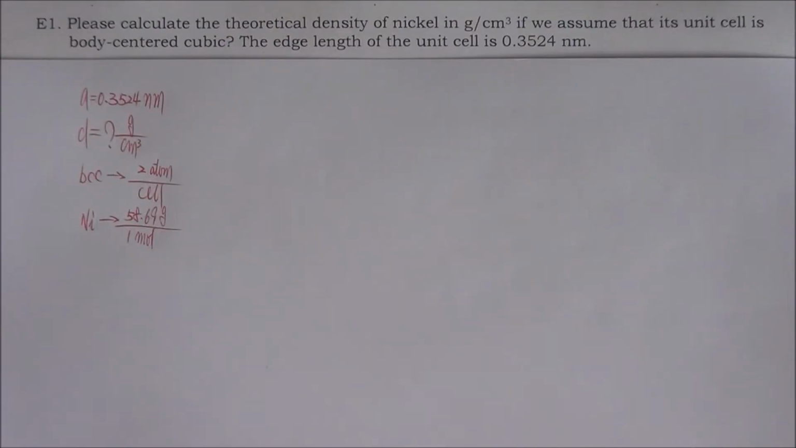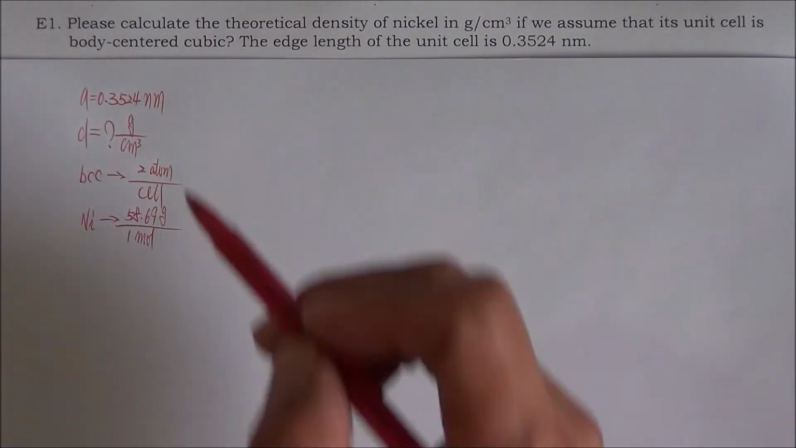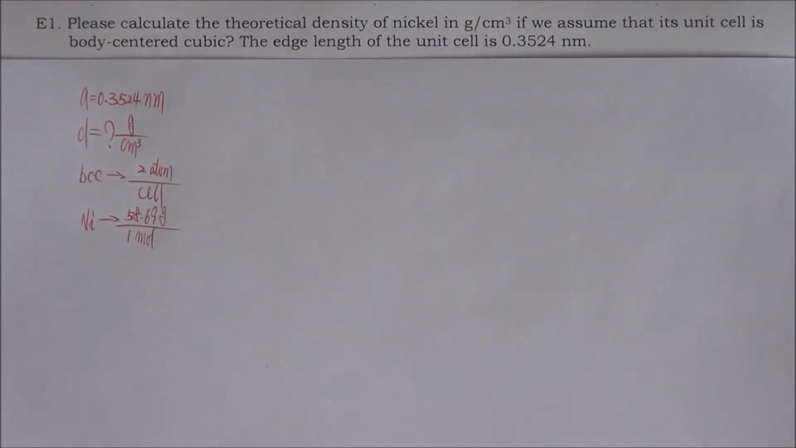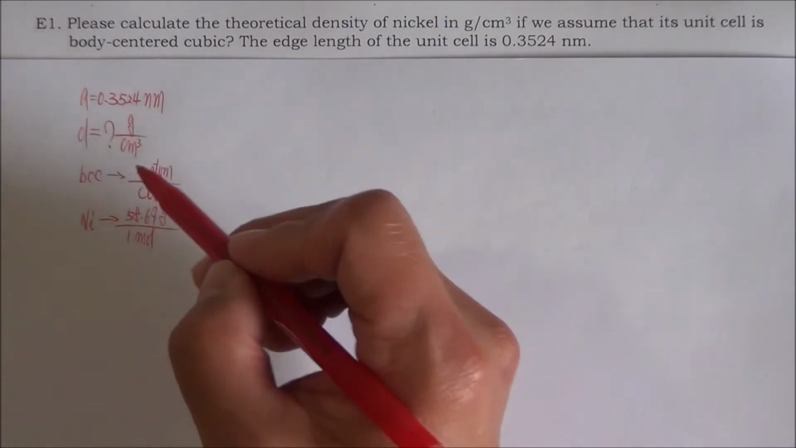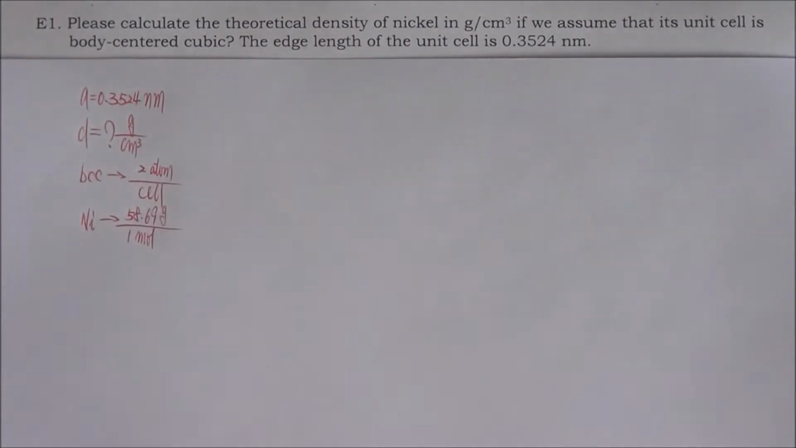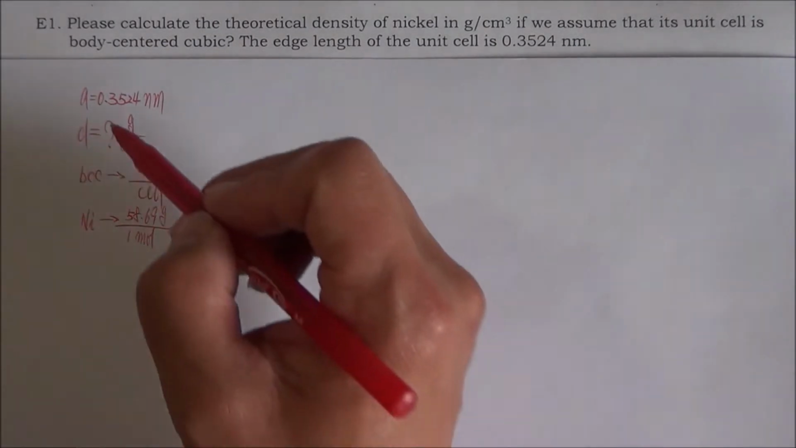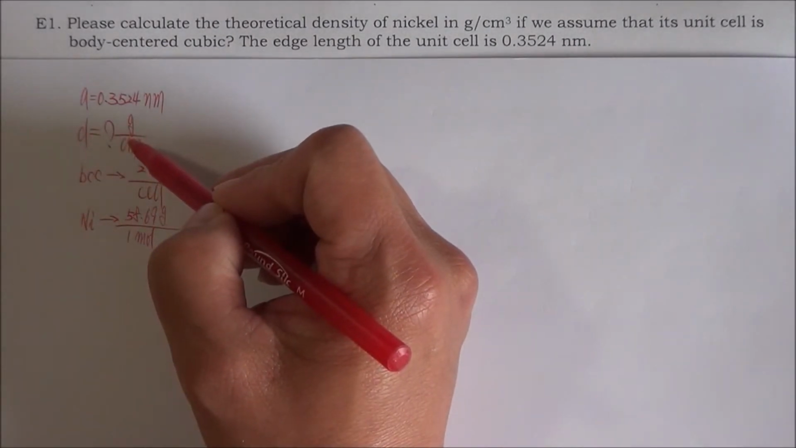The second step is to analyze. We want to find a path from what we are given to what we are looking for. Sometimes you can start from what we are given first. Sometimes you can start from what we are looking for first. For this particular problem, let's start from what we are looking for first. One thing we should know, the density of the unit cell is the same as the density of the metal.